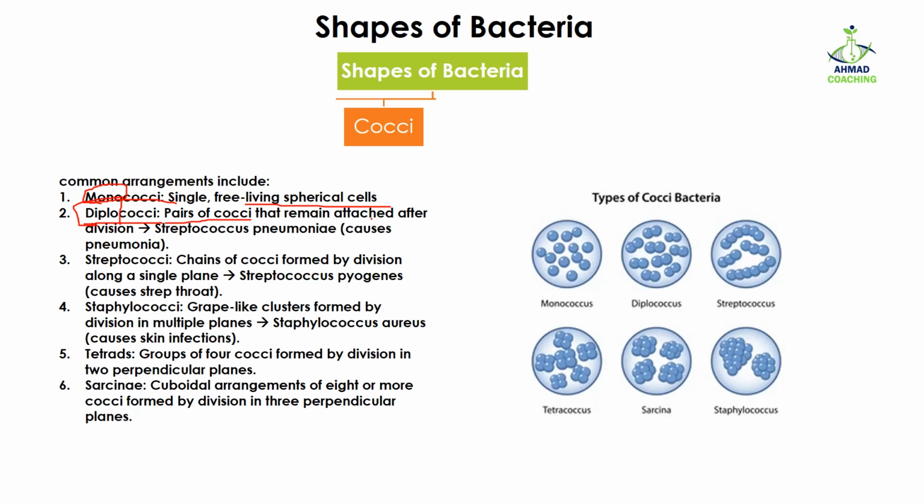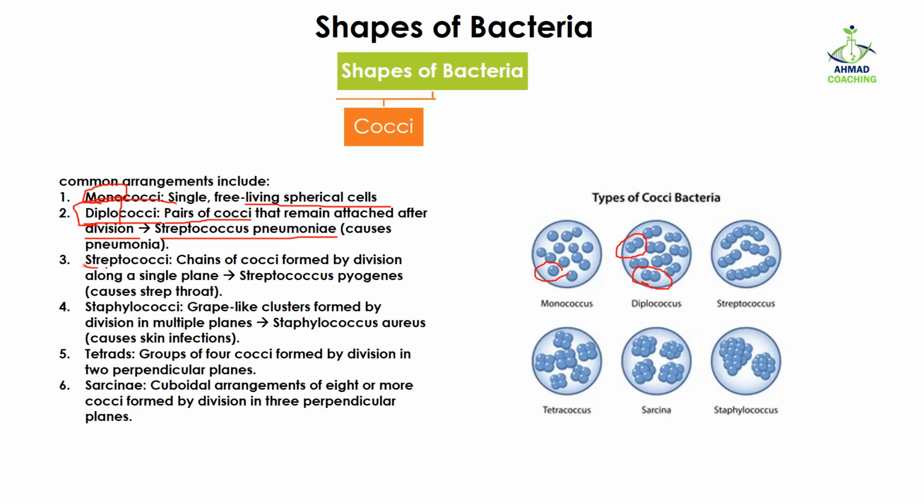A pair of cocci forms when they remain attached after the division, just like the bacilli. So here we have monococcus and here we have diplococcus or pair of cocci. After the division, they keep on attaching with each other instead of separating. An example of diplococci is Streptococcus pneumoniae, which causes pneumonia.